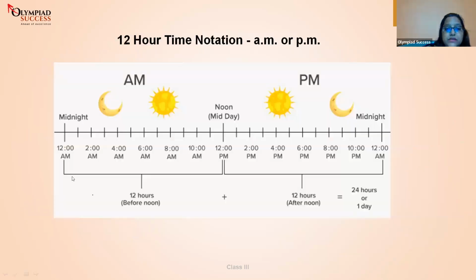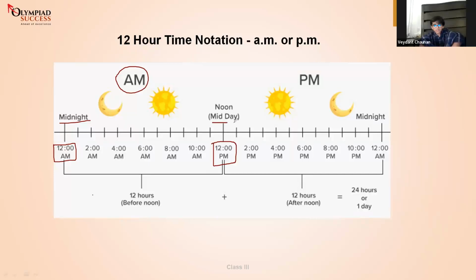See, the same thing is explained over here also. From the midnight over here, your time starts as 12 a.m. They are telling that from midnight, the AM zone starts and continues till noon time, 12 p.m., which is also known as midday. Next, this will continue, and you will again move to midnight. Clear?